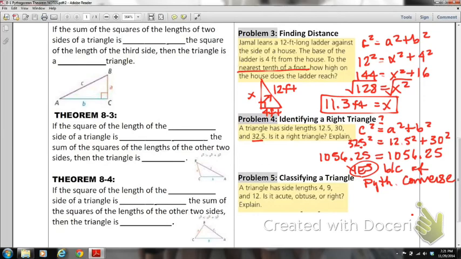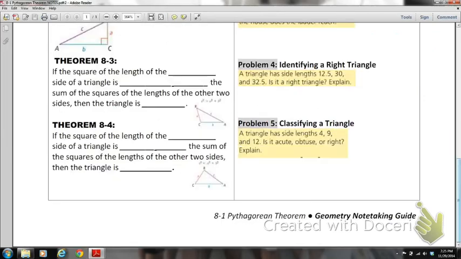Last problem is classifying a triangle. In this problem, it gives you three side lengths of a triangle, and you're supposed to classify it as acute, obtuse, or right. So again, you're going to use your c squared on the left side and a squared plus b squared on the right side. But the question is, what goes in between? If it's an equal sign, then it's a right triangle. If it's a greater than sign, it's an obtuse triangle. And if it's a less than sign, it's going to be an acute triangle.